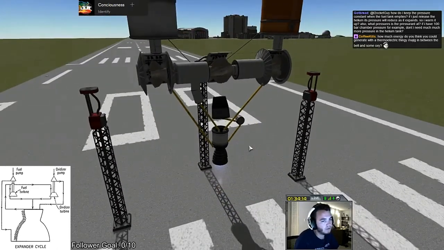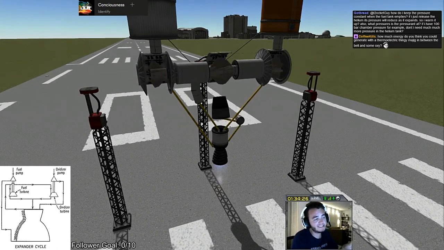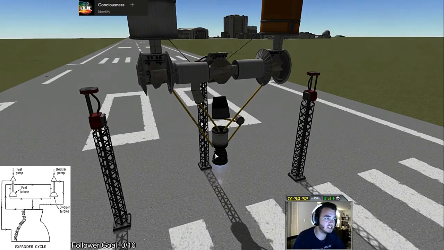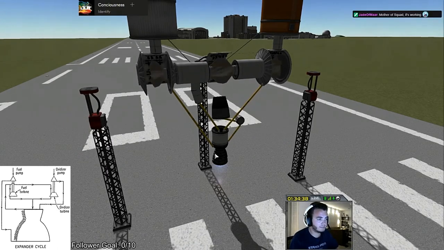Now, you might be asking yourself, well, how does it actually get started if it requires regenerative cooling to heat up the fluid to spin your turbine? That's one of the drawbacks with a system like this, right? Because this system actually relies on a very, very hot rocket engine nozzle to expand your cryogenic fuel into hot gas to spin your turbine. That is, in fact, one of the drawbacks of this system as well.